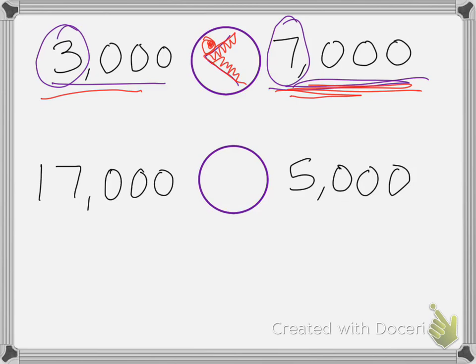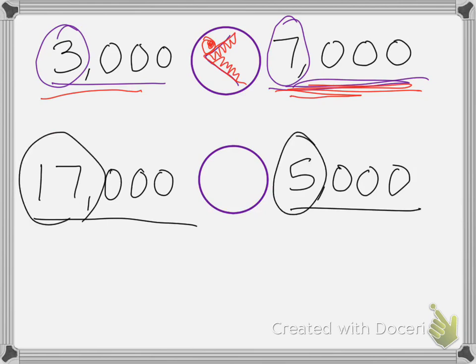Okay? All right, so next one, 17,000 and 5,000. Well, 17 is bigger than 5. So that means I would use this symbol, which is called a greater than symbol, because 17,000 is greater than 5,000. Again, thinking of that as the mouth of an alligator. It always faces the bigger number.